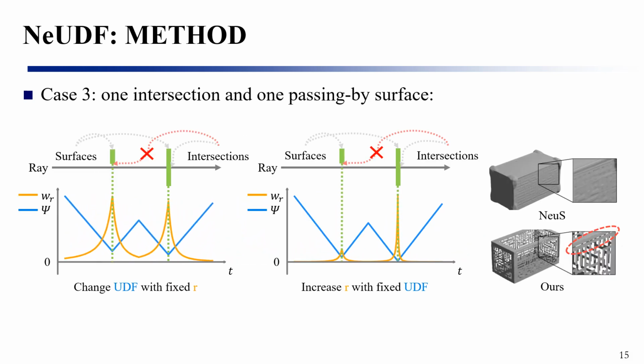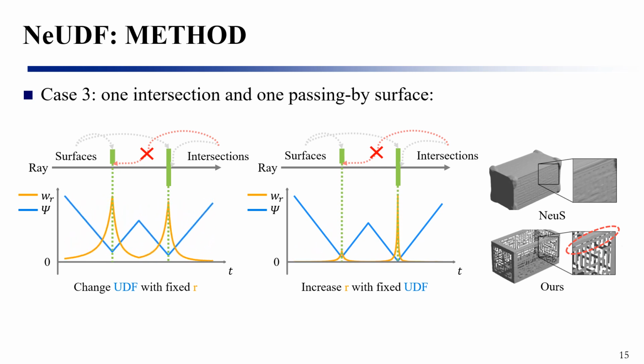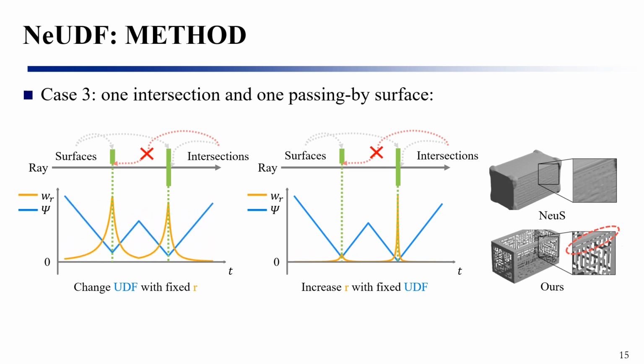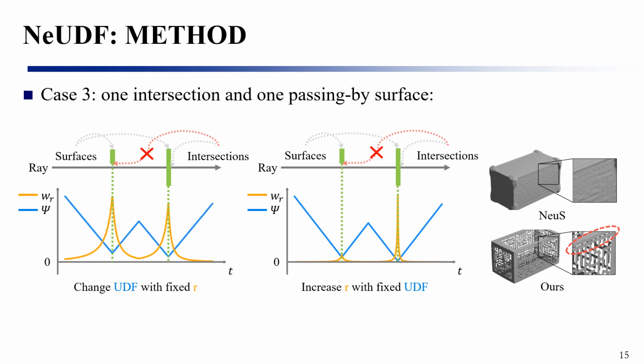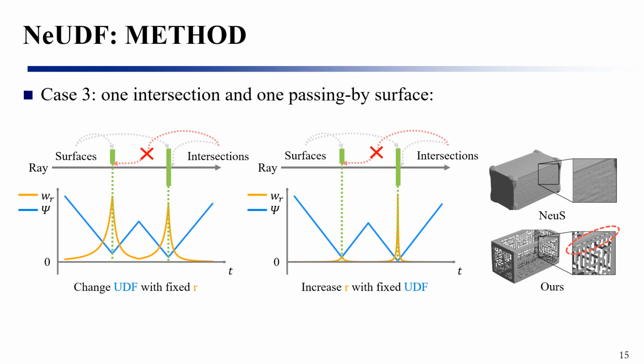In case 3, there is one intersection and one passing-by surface, which is a typical ambiguity for open surfaces. With small r, the function acts like NeuS and is tolerant to small perturbation. With increasing r, the function is less tolerant, forcing the zero point to be accurate. By simultaneously optimizing UDF and r, the edge of the surface can be distinguished, avoiding local maximum. See the narrow crack between two nearby edges of the rack model.